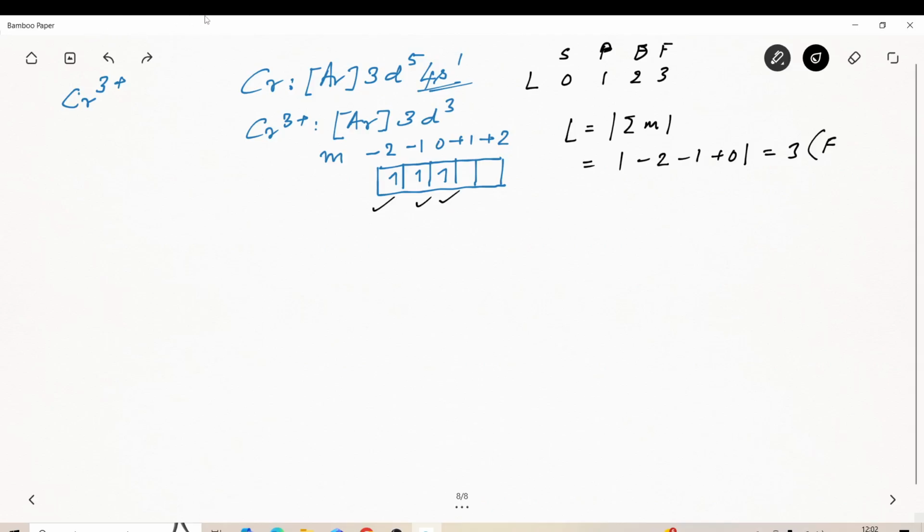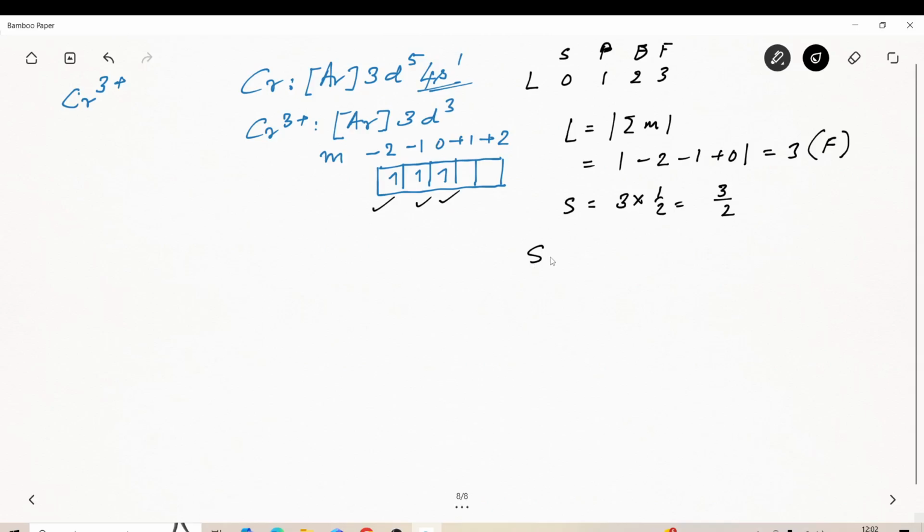So it will be capital F. Okay. Now, if you want to find out the value of total spin, see, there are 3 unpaired electrons, so 3 into half. So this is 3 by 2. This is the total spin.